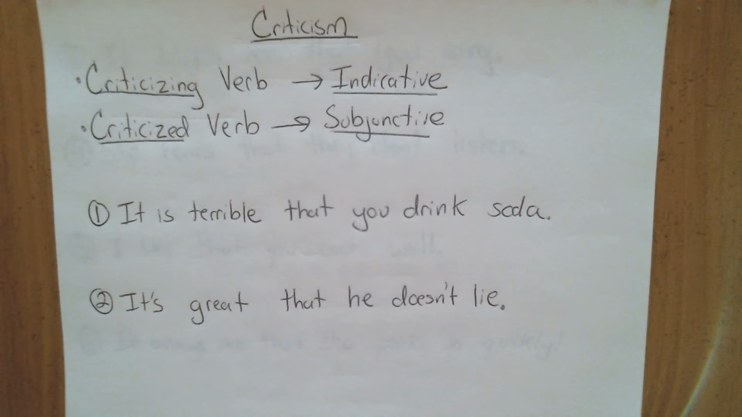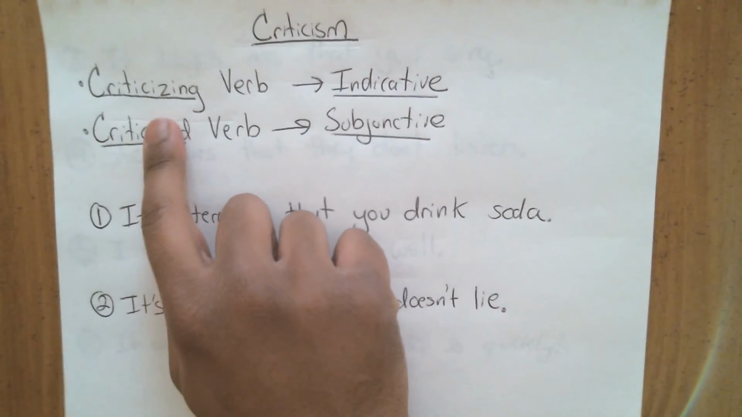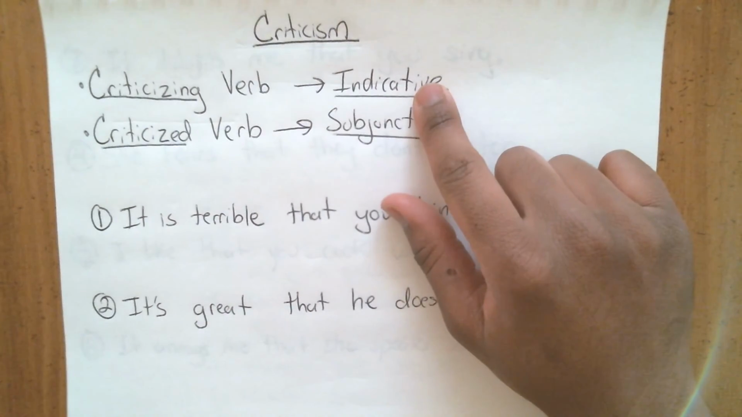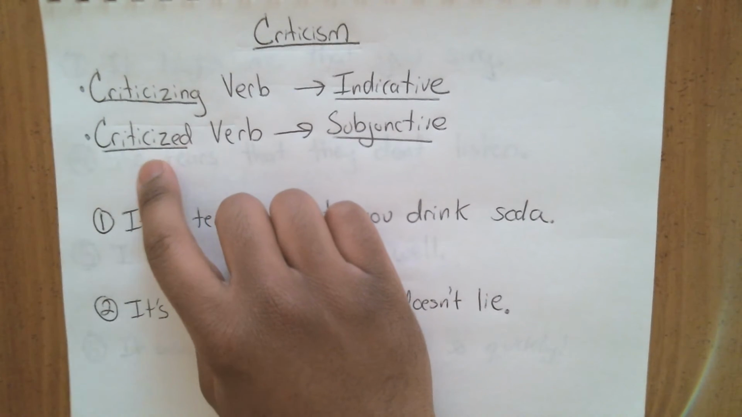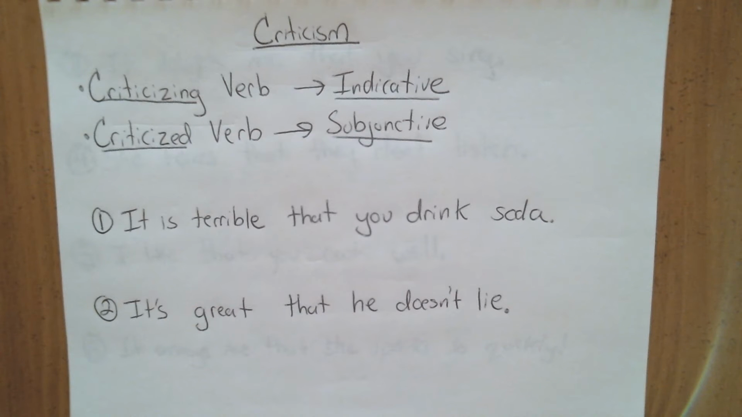When you're criticizing someone, whether or not you're giving them positive criticism or negative criticism, doesn't matter the value of the criticism itself, whether it's positive or negative. The verb that you're using to make your criticism is indicative because your criticism is real. You actually are criticizing that person. But the verb that you are criticizing is going to be in the subjunctive. So let's give some examples here.